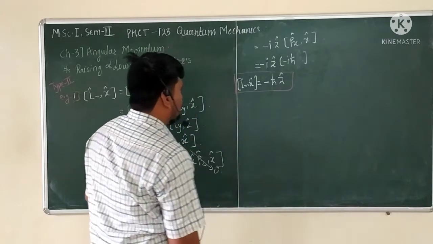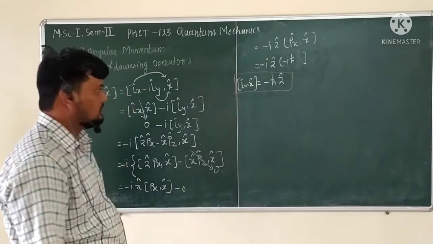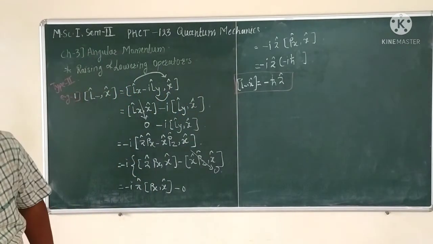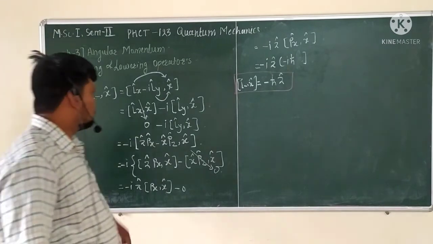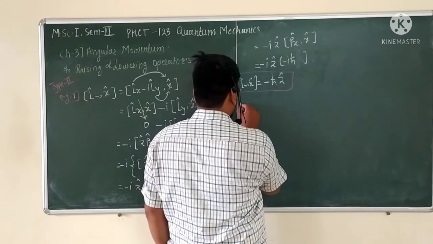Now we want to solve the next commutator bracket, which is L minus comma y cap.